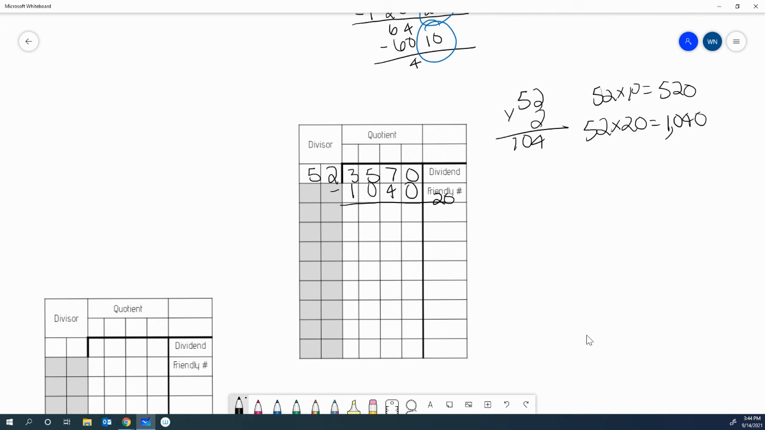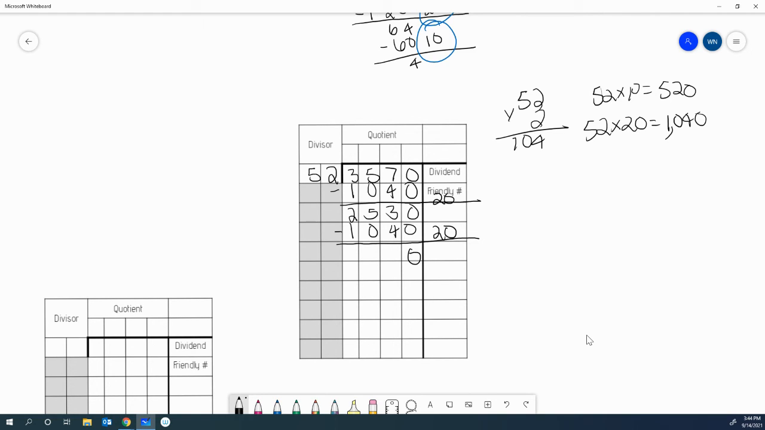Let's subtract. 0 minus 0 is 0. 7 minus 4 is 3. 5 minus 0 is 5. 3 minus 1 is 2. You know what? We can pull out that 20 again. So I'm going to have my friendly number be 20. 20 times 52 is 1,040. Let's pull it out again. Remember, we're trying to subtract by multiples of friendly numbers until we get to 0 or less than our divisor.